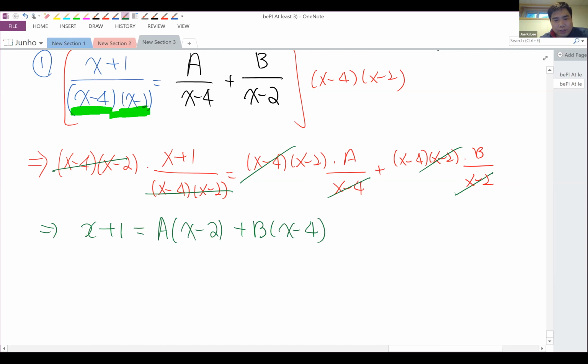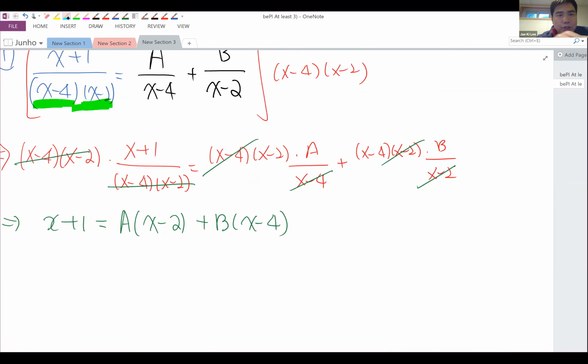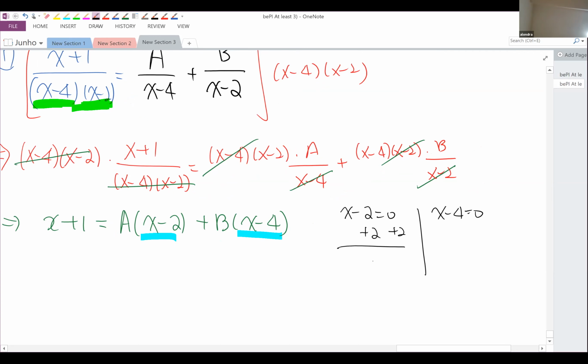So far, so good? Okay. Now that we have two values, we need to find which value makes each expression equal to 0. So we set up x minus 2 equal to 0 and x minus 4 equal to 0. Then x equals 2, and x equals 4. Those values are key values to find a and b.